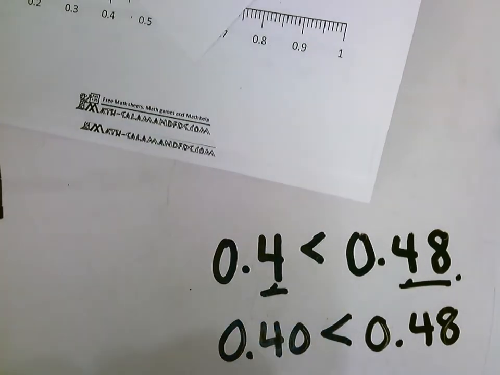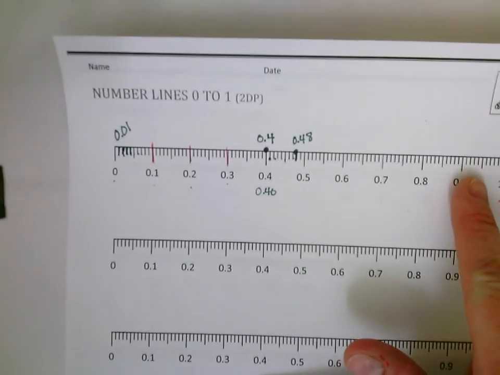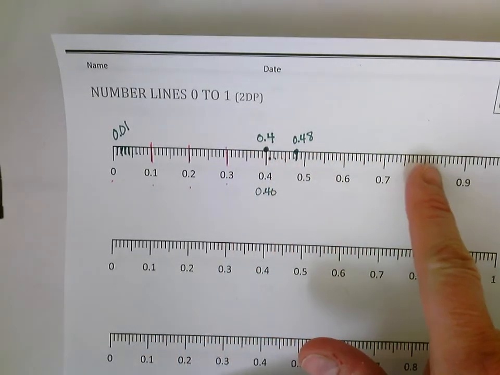That is how we're going to plot and compare decimals on a number line, plotting them out and seeing which one is greater on the number line.